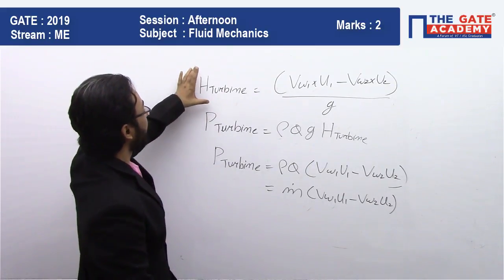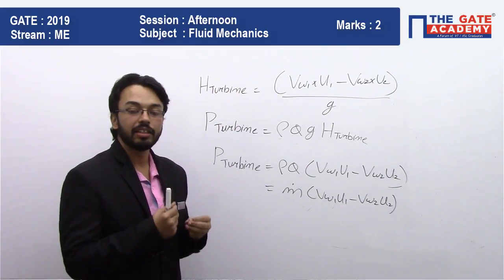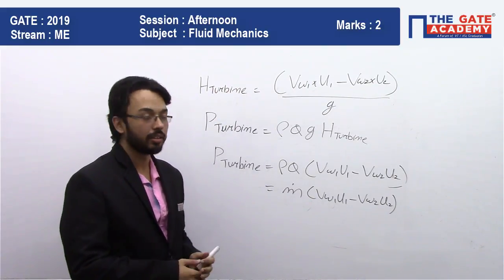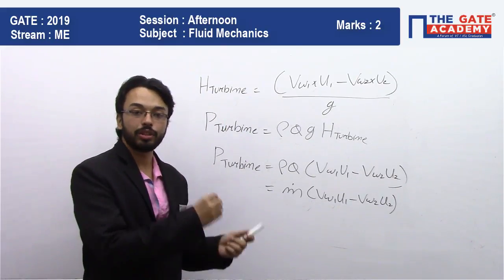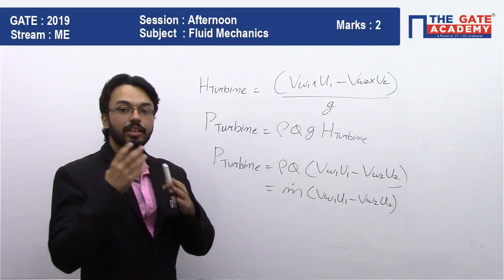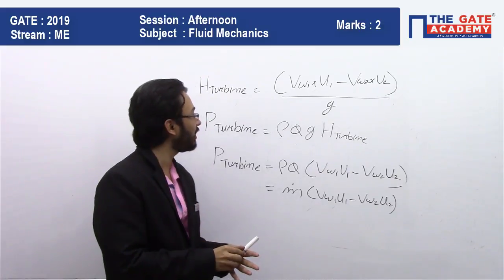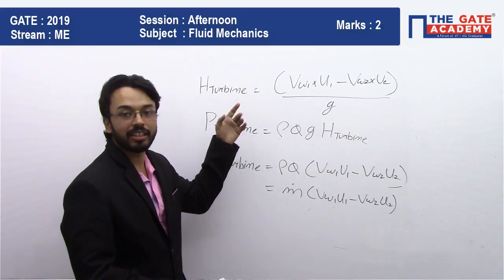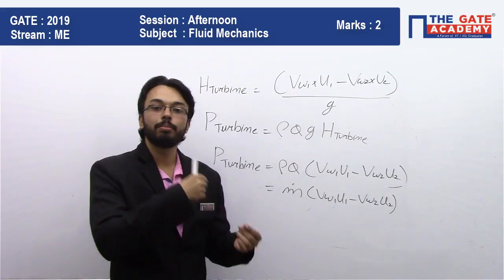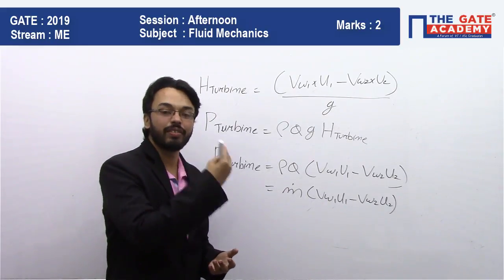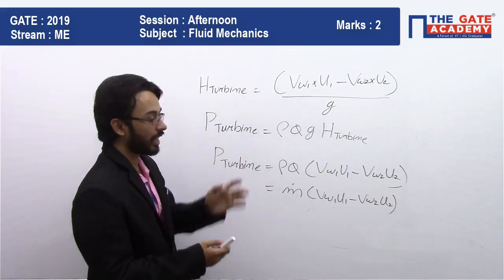So this head of the turbine is basically the energy or the head that is given to the impeller. This head of turbine is basically the energy given to the impeller by the fluid. That is, the fluid is giving energy to the turbine, and this is the H of turbine, that is head of turbine. That means the energy given by the fluid to the impeller per unit weight.